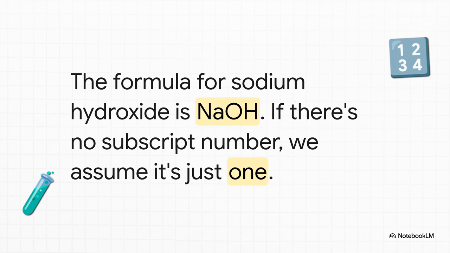Look at this formula for sodium hydroxide, NaOH. You'll notice there are no numbers. That's not a mistake. It's just a little shortcut chemists use. If you don't see a number, it's an invisible 1. So there's 1 sodium, 1 oxygen, and 1 hydrogen.